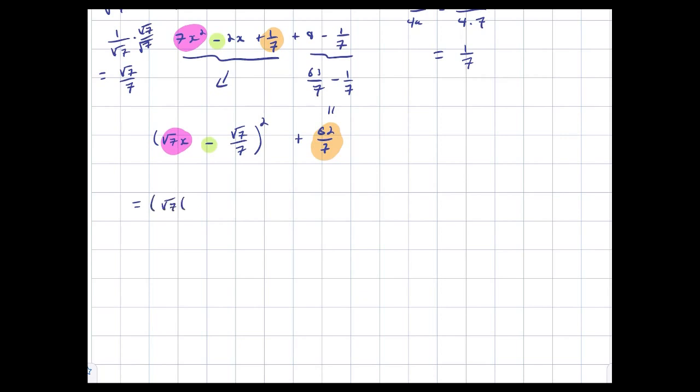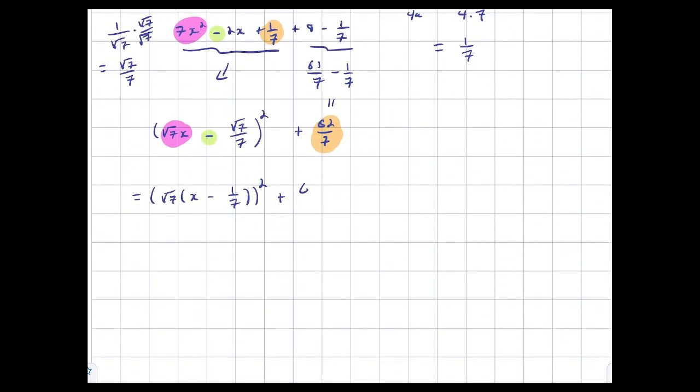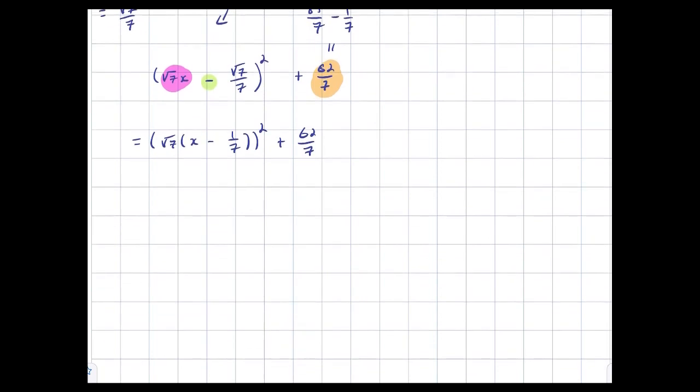We're going to make this root 7 times x, now minus 1 over 7 squared, plus 62 over 7. When we square the square root of 7, we just get 7, x minus 1 over 7 squared, plus 62 over 7.